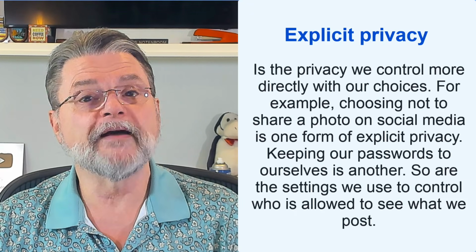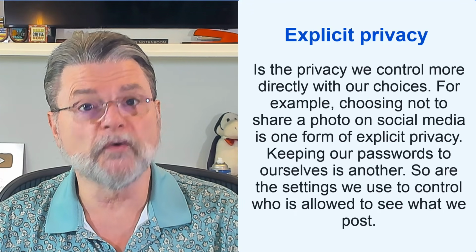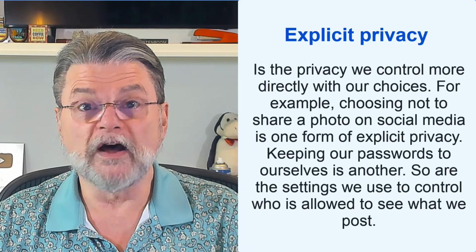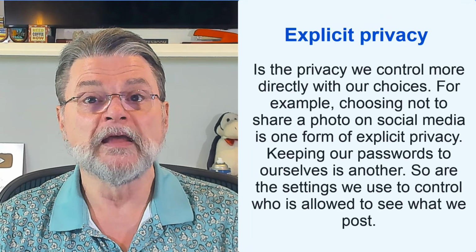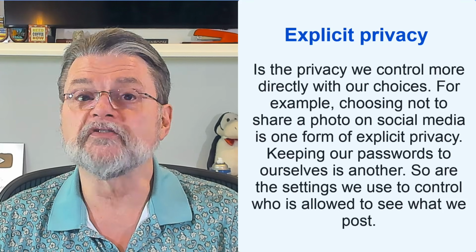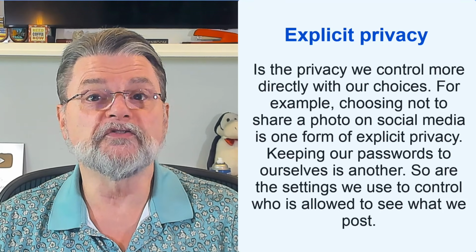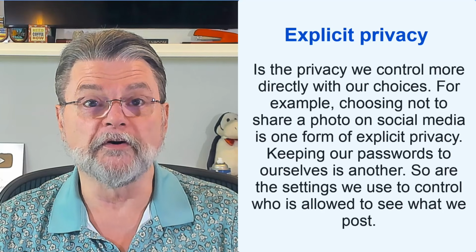Explicit privacy is the privacy we control more directly with our choices. For example, choosing not to share a photo on social media is one form of explicit privacy. Keeping our passwords to ourselves is another. So are the settings we use to control who is allowed to see what we post. The biggest difference between implicit and explicit privacy is the amount of control we have. We implicitly trust software and services to do what they say. We explicitly decide what to share based on what we believe may happen.